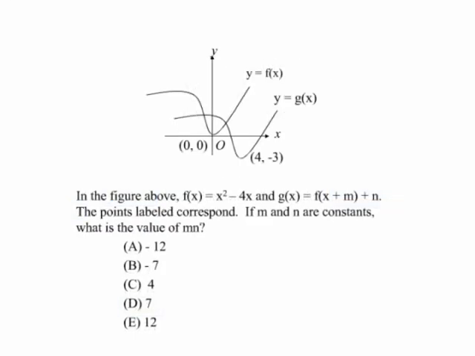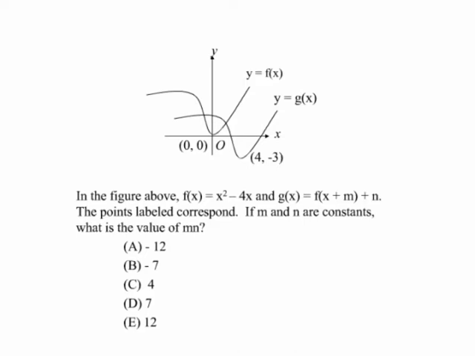Here we have a graph of two functions. One of them, f of x, equals x squared minus 4x. The other one is g of x equals f of x plus m plus n. M and n are constants, and we want a value of m times n.